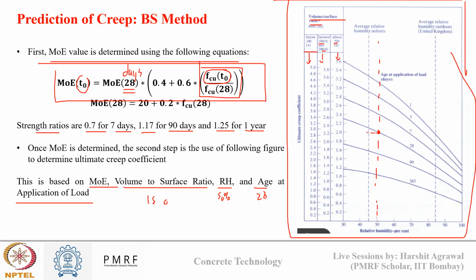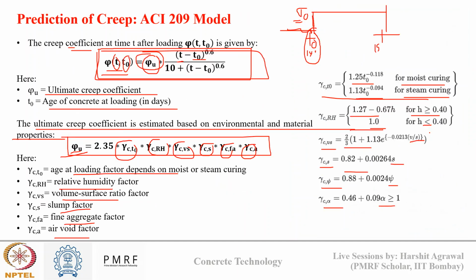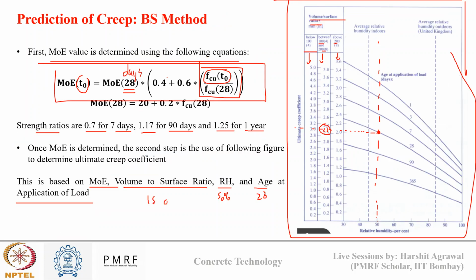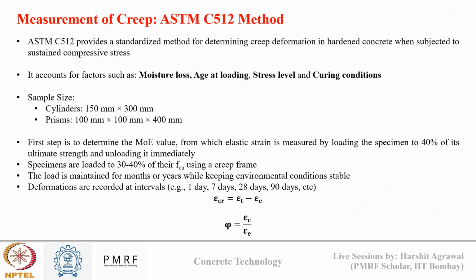From here, I will draw a horizontal line, and then I will use the second chart and see where this line intersects. It is between 2.2 and 2.4, so my ultimate creep coefficient will come out to be 2.3. This is the British Standard method for predicting ultimate creep in concrete, and the ACI method was for determining ultimate creep and then creep at any intermediate age. So this is how we predict creep.